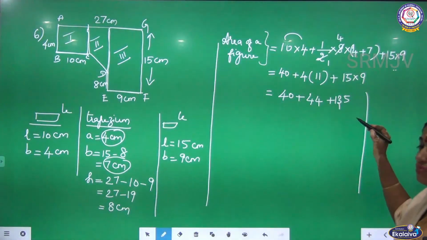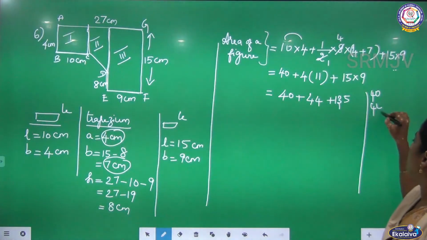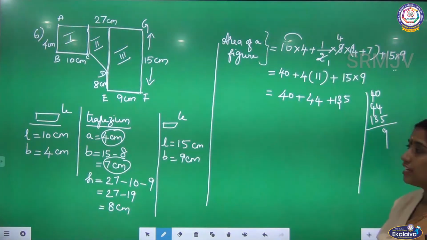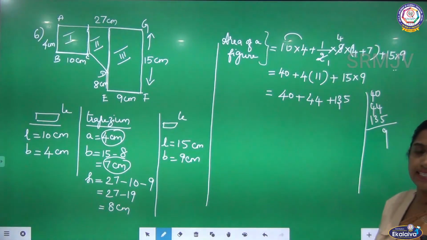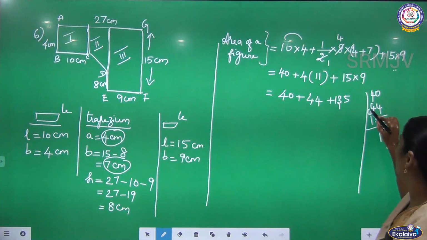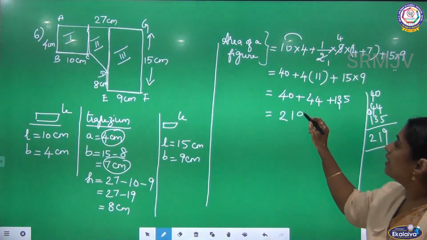40 plus 44 plus 135. So 9. 4 plus 4 is 8. 8 plus 3 is what? 11. So balance is what? 1. So your area is 219.